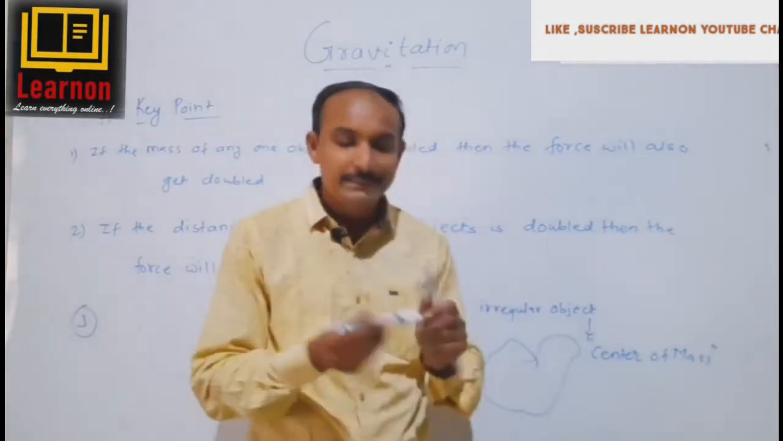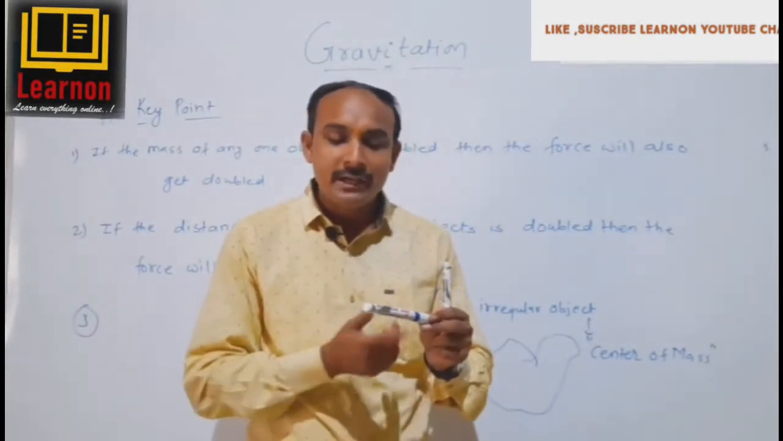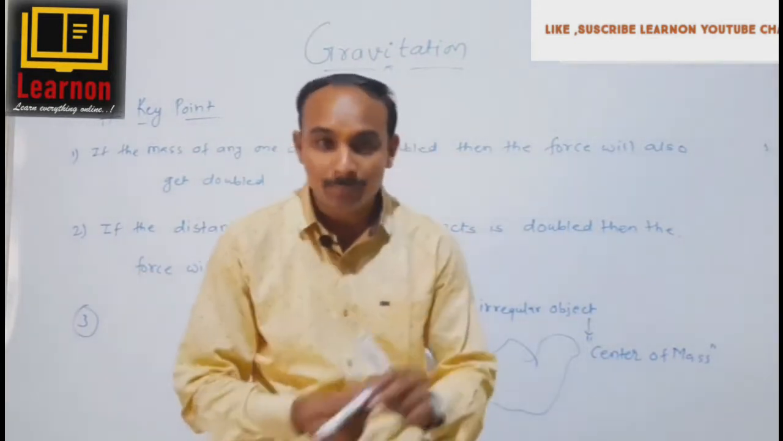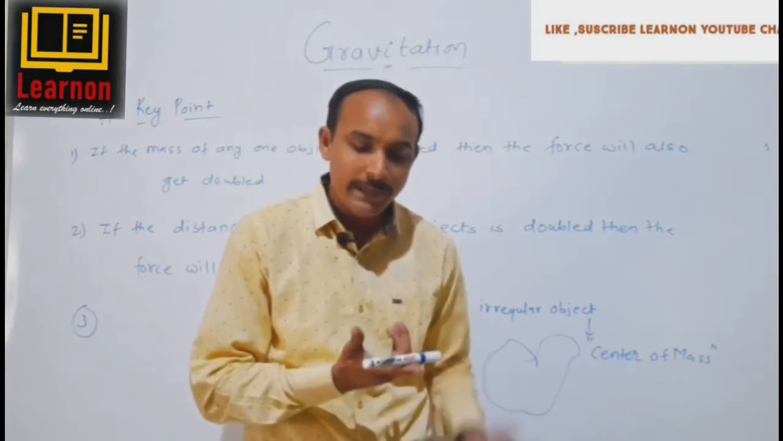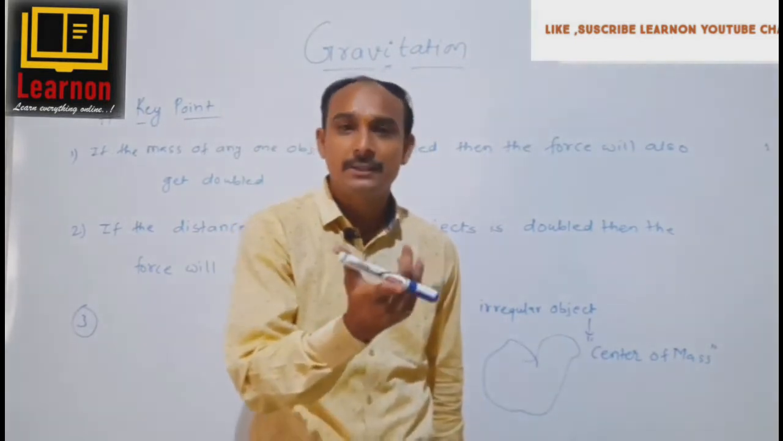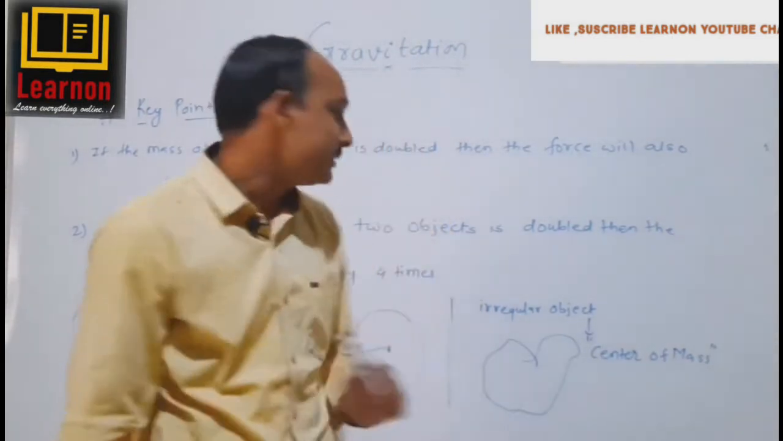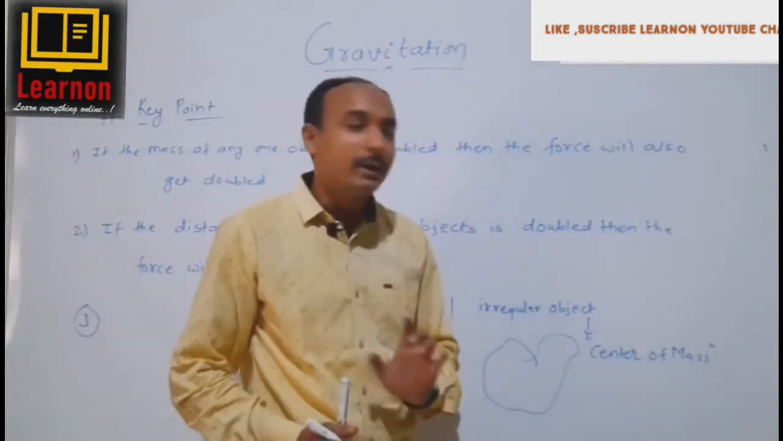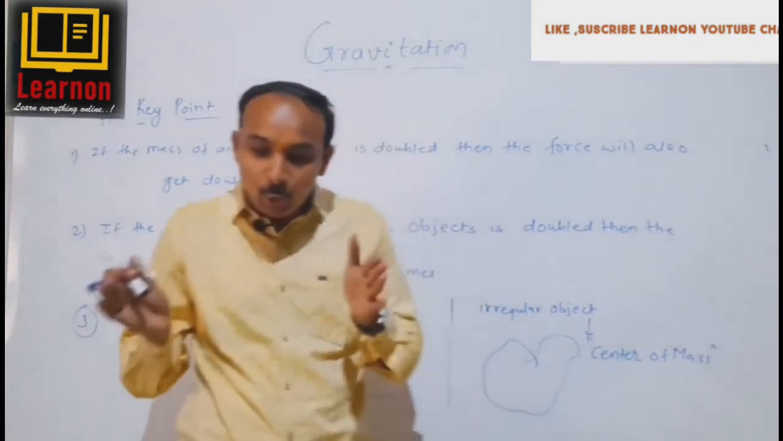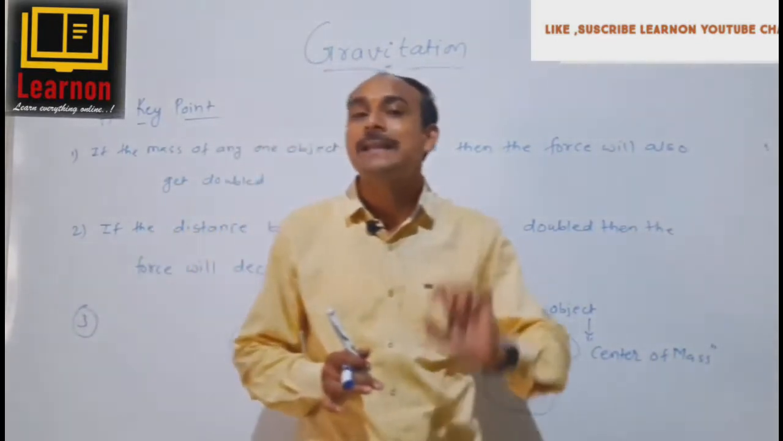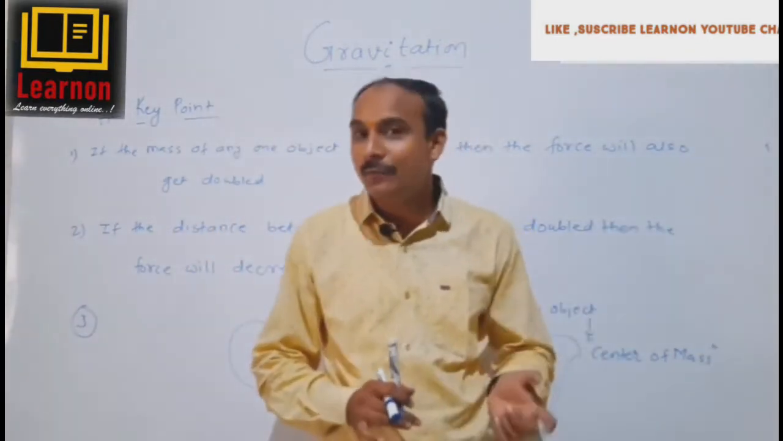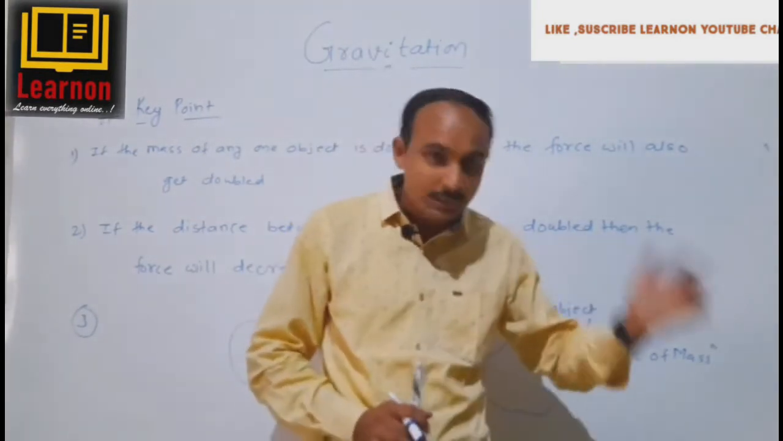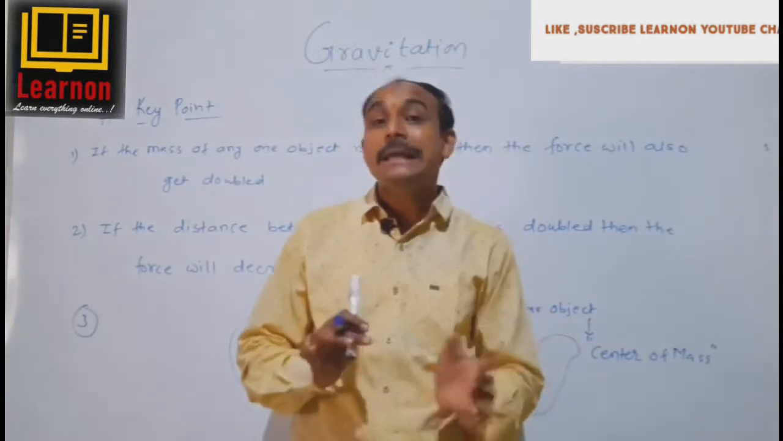For example, this is a pen. Now I am concentrating the whole pen to one point. This particular point is called the center of mass. For irregular objects or irregular shapes of the body, we have to take the distance between two centers of mass. Please remember, the center of mass can be outside the body or the center of mass can be inside the body.